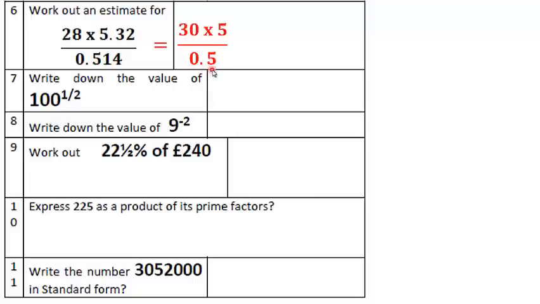30 times 5 over 0.5. 30 times 5, 3 5s 15, add a 0 onto it is 150, divided by 0.5. And you should know dividing by 0.5 is the same as timesing by 2. So 150 times 2 is going to give me 300, and that is my final answer. Right, make sure you're really familiar with that and you're happy with that.